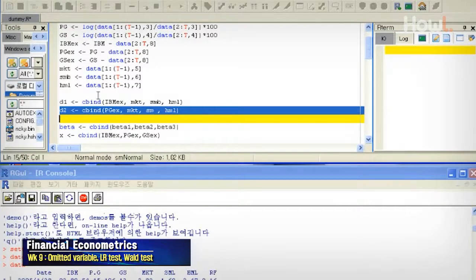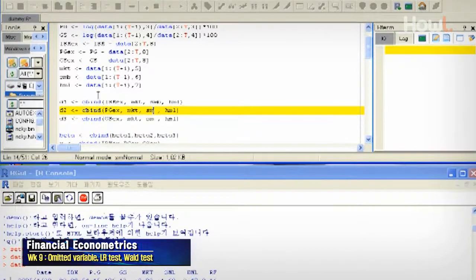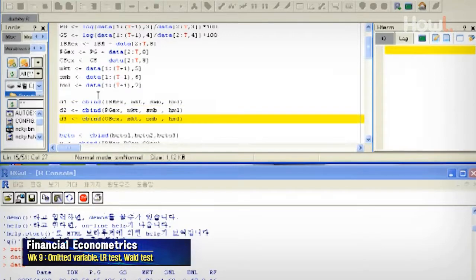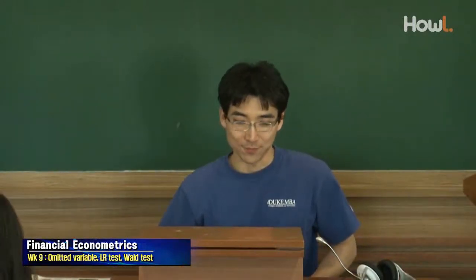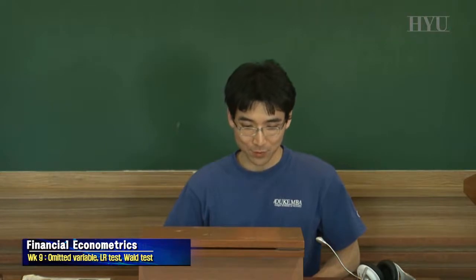And then D3 with GS. Goldman Sachs, right? GS. Then B. Okay. And then let me run the program up to this point. Okay, no problem.